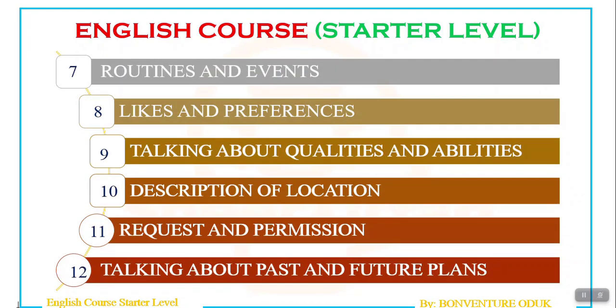The seventh unit, we shall be looking at routines and events. Number 8, likes and preferences. Number 9, talking about qualities and abilities. Number 10, we are going to look at description of location. Number 11, requests and permission. And number 12, which is going to be our last unit, we shall be talking about past and future plans.